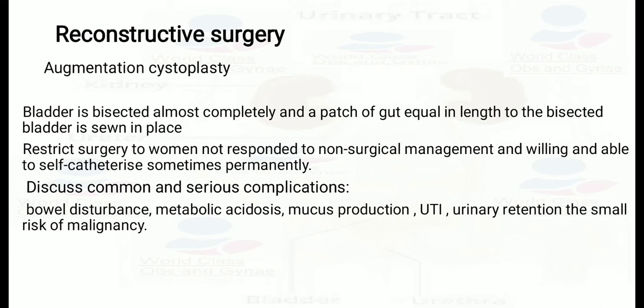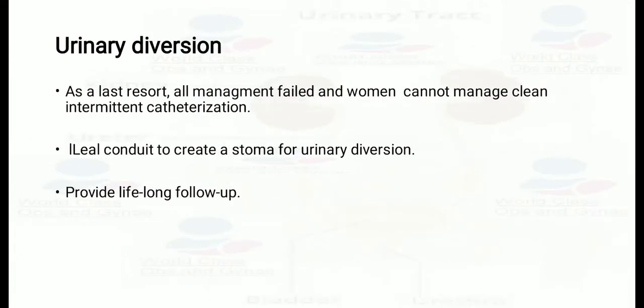Augmentation cystoplasty: the bladder is bisected almost completely and a patch of gut equal in length to the bisected bladder is sewn in place. Restrict surgery to women who have not responded to non-surgical management and are willing and able to self-catheterize, sometimes permanently. Discuss common and serious complications: bowel disturbance, metabolic acidosis, mucus production, UTI, urinary retention, and a small risk of malignancy. Urinary diversion as a last resort.